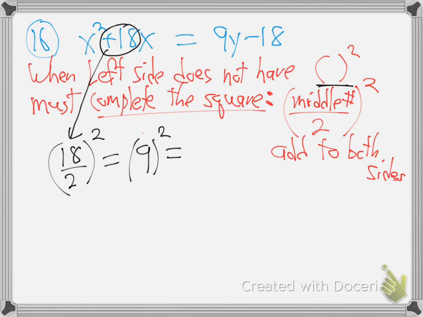9 squared. 9 times 9? 81. So that means I'm going to come back up here and go plus 81 on both sides, right? You add to both, because you've got to do the same thing to both sides. We can't change anything here.